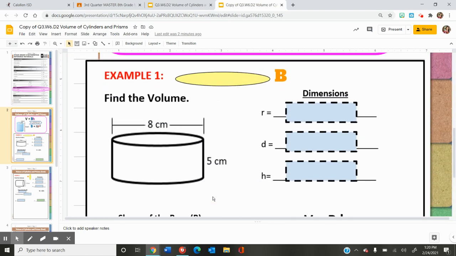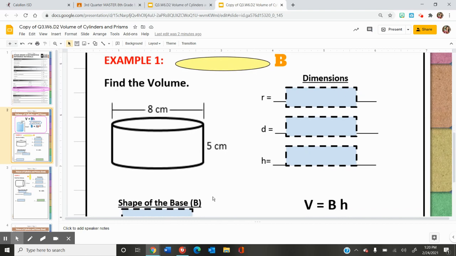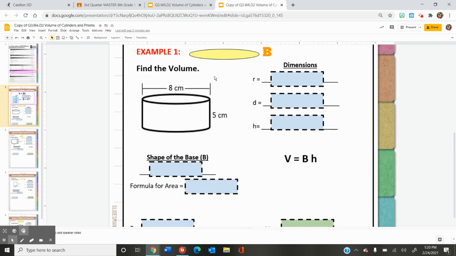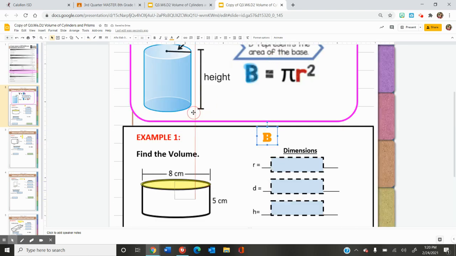So let's go ahead and look at example 1. First, it says find the volume. Okay, so we need to start off by identifying our base. Now, this is a cylinder, so its base shape is going to be this circle here. And I'm just going to drag this B with it. And it disappeared.